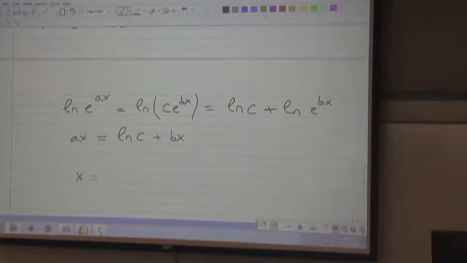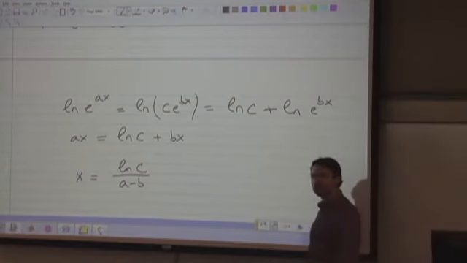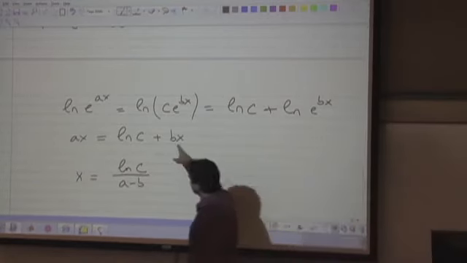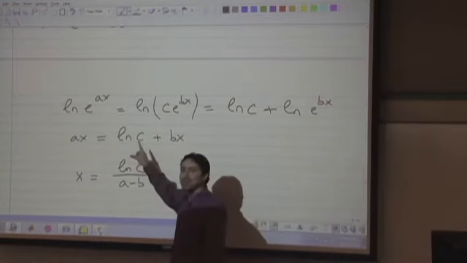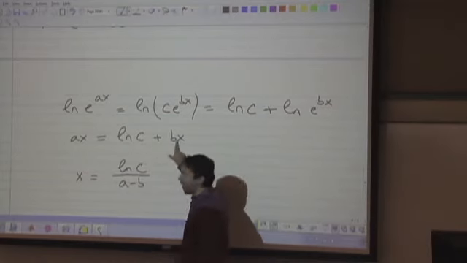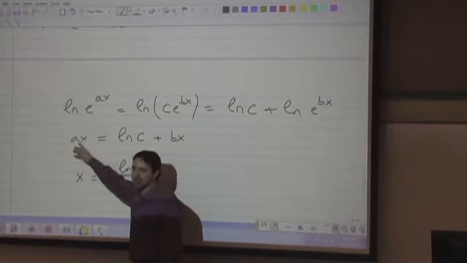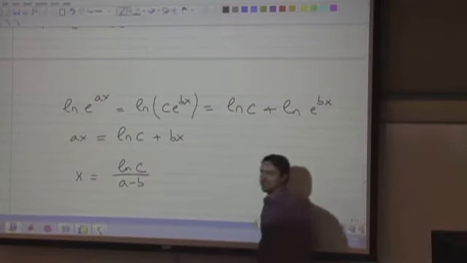So I'll skip the complicated algebra. This is ln of c divided by a minus b. Yeah, I don't see what's complicated algebra. I was being sarcastic. I should raise my hand from now on when I'm being sarcastic. The bx moves to the left, factor out an x, and then you divide by a minus b.